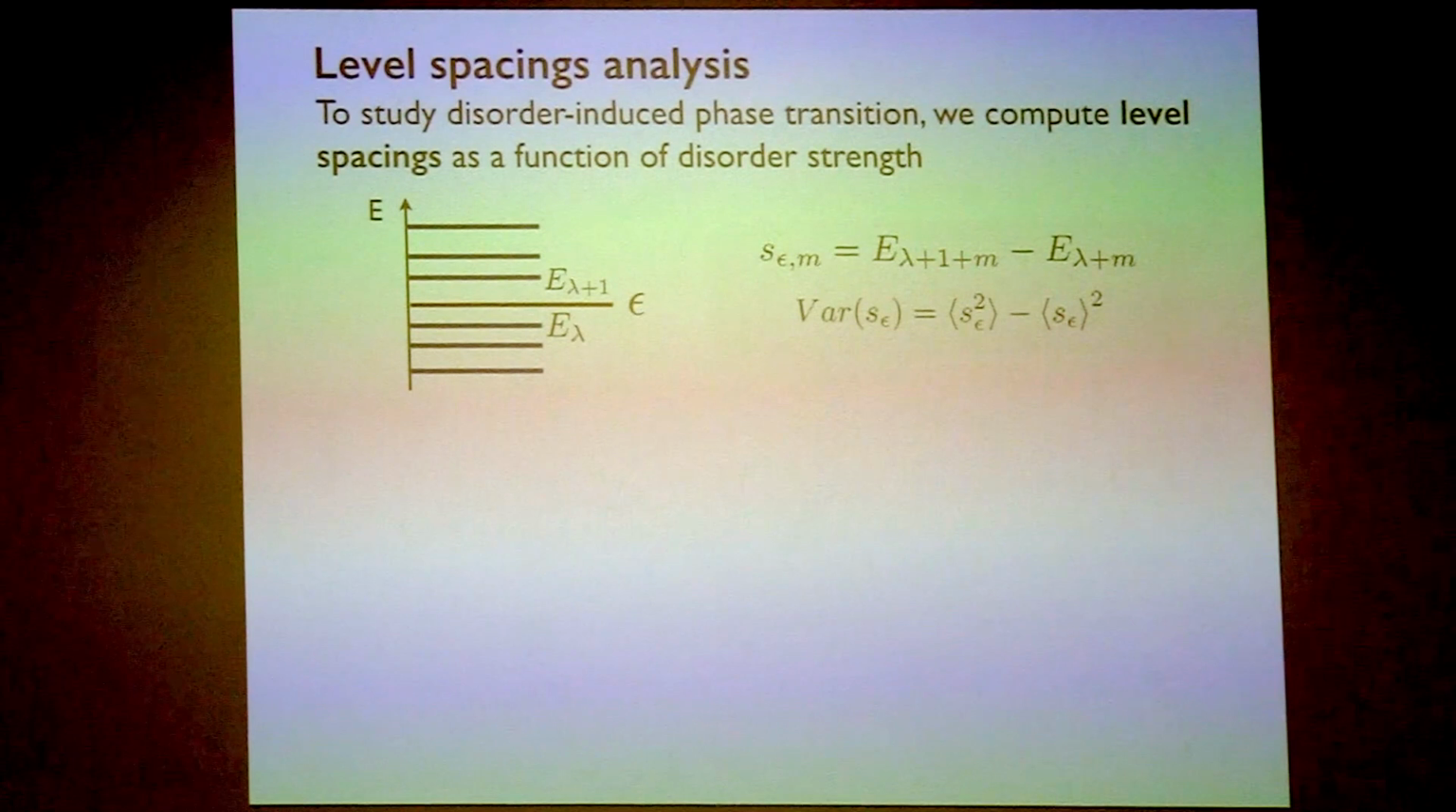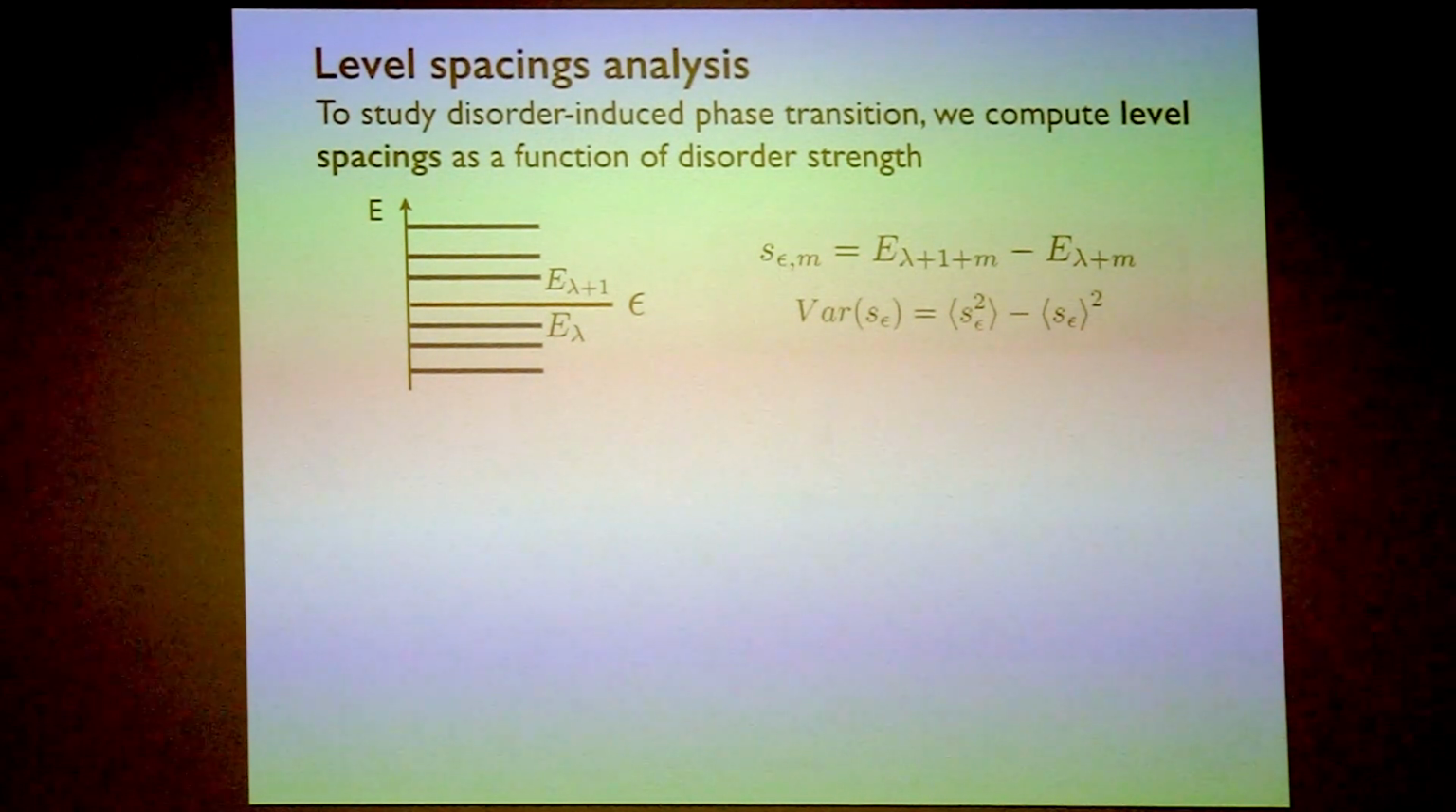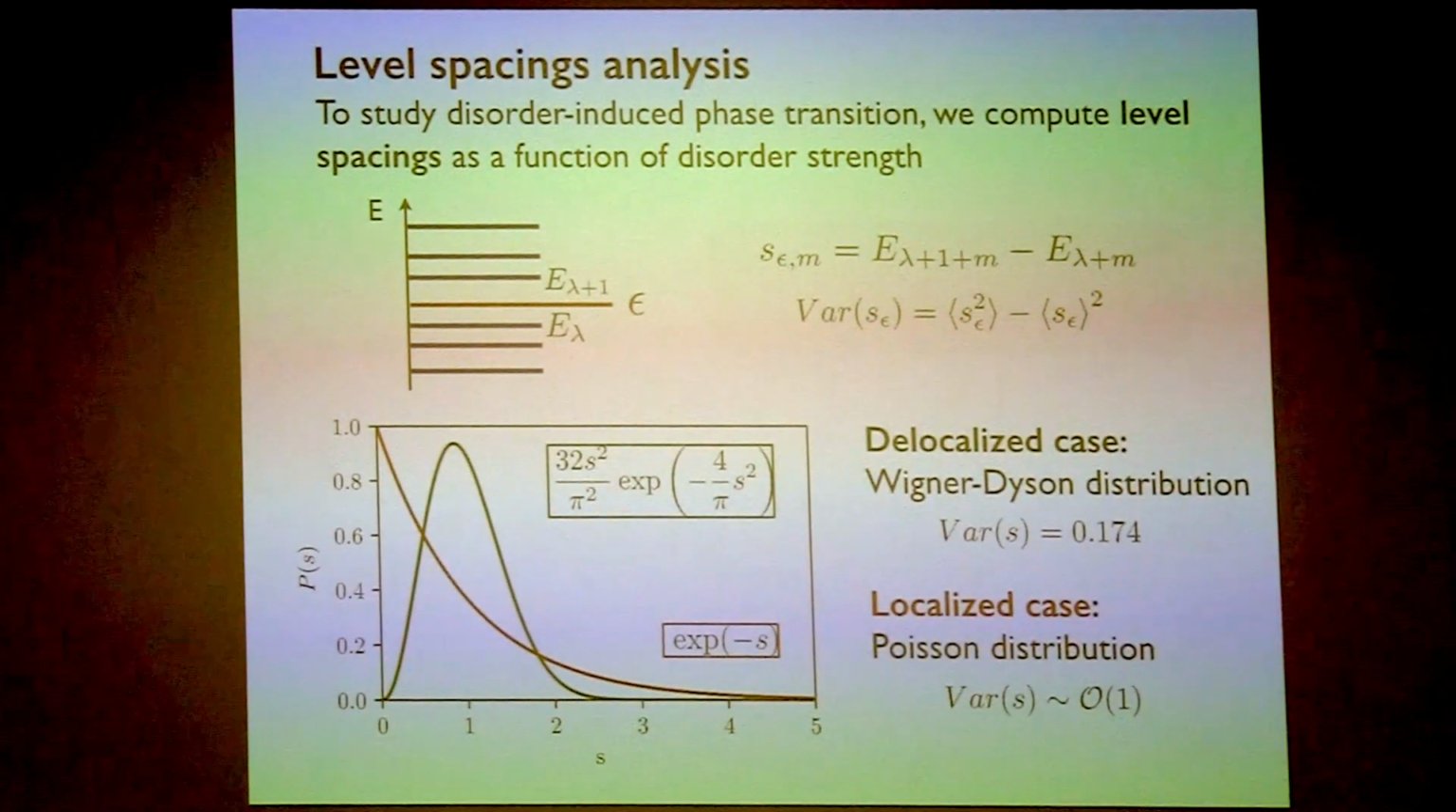Obviously, we can also take into account not only nearest neighbor spacings, but also next nearest neighbor. That's the reason there is the index M. However, we checked that this does not change the results much. Okay, and then we would like to calculate the variance. The reason to do so is that we can later make use of our knowledge from random matrix theory and see whether we have delocalized or localized states.